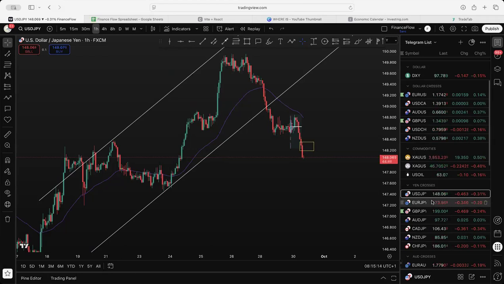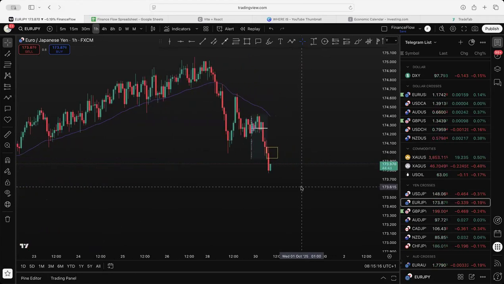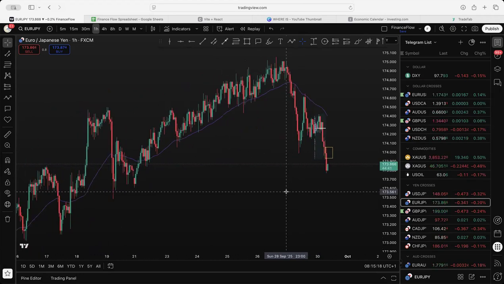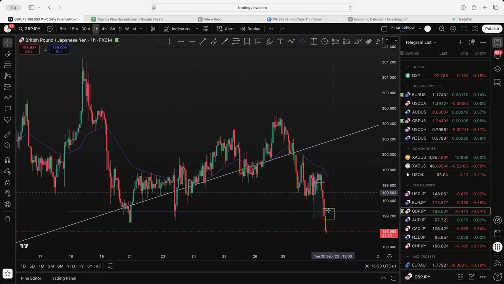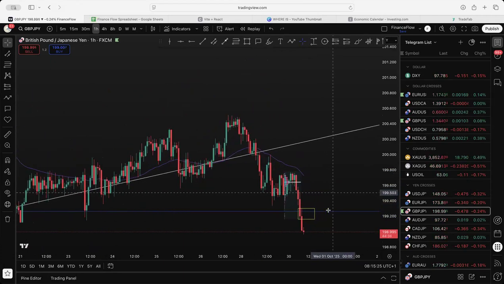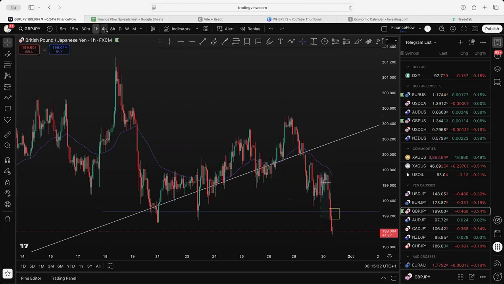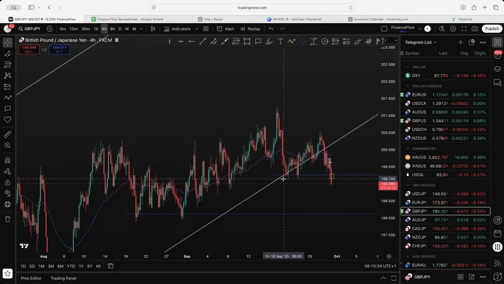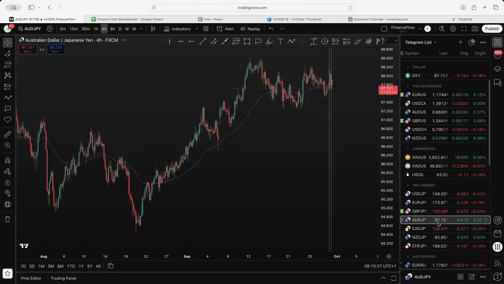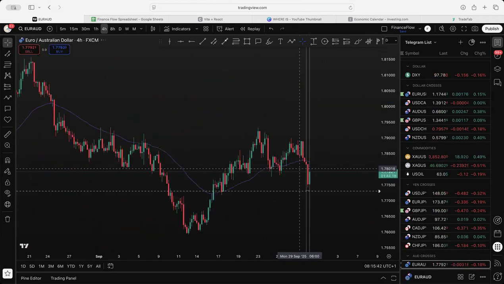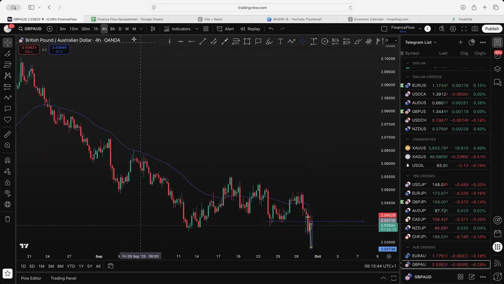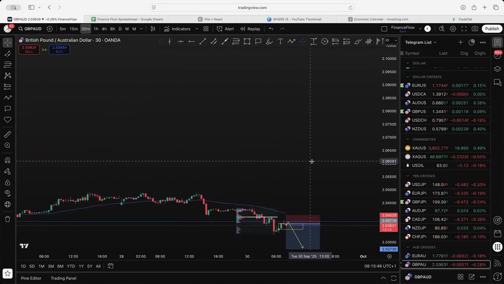Right, so EUR JPY doesn't really interest me. If we get some kind of a turnaround here, then we're obviously not going to be that happy. GBP JPY was one that I was looking at, but I think that's just going to continue to the downside. We've obviously broken through this level of support here. AUD JPY again doesn't really interest me. So this was one as well, GBP AUD.